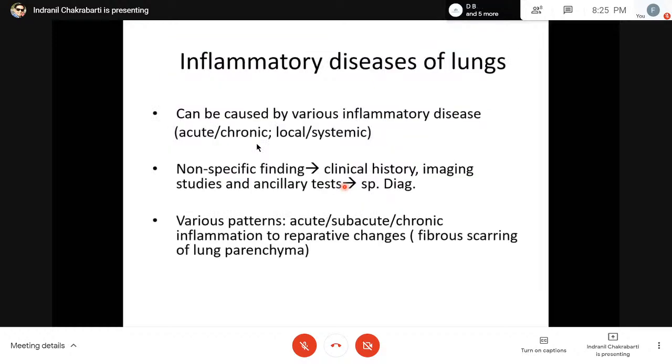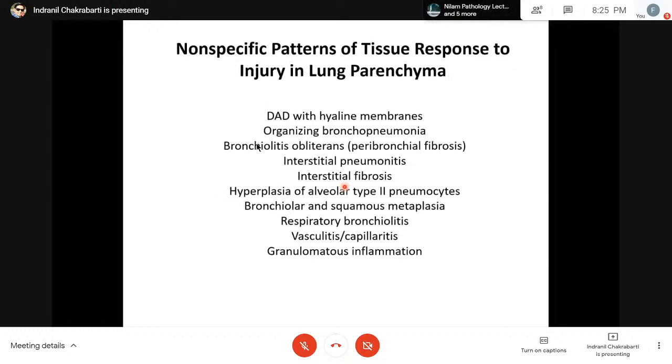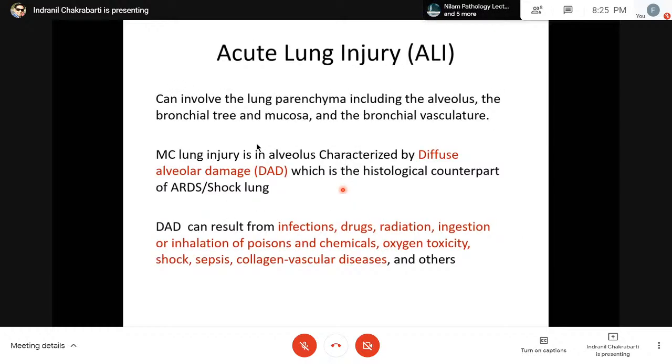Now the inflammatory diseases of the lung: there are various patterns. They can be acute or subacute or chronic inflammation. I will have to skip through some slides because probably these are repetitions and you already know the various patterns of lung injury.